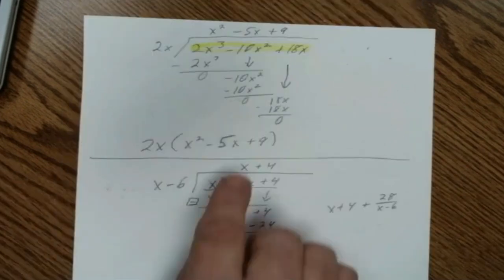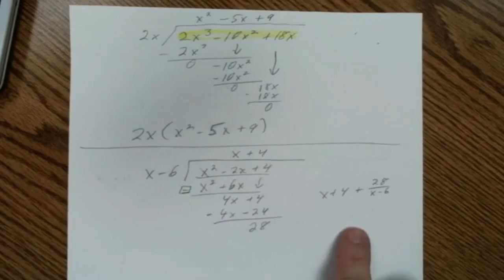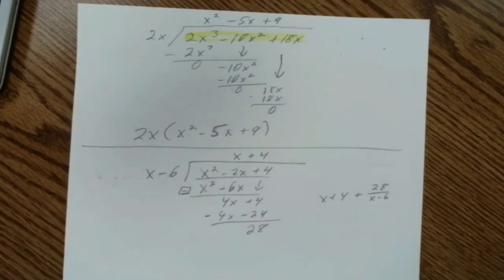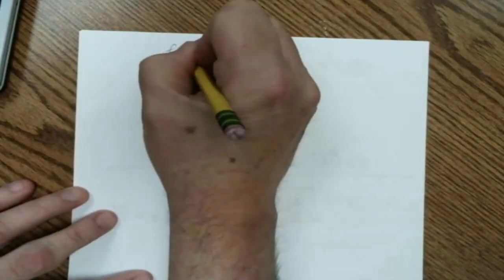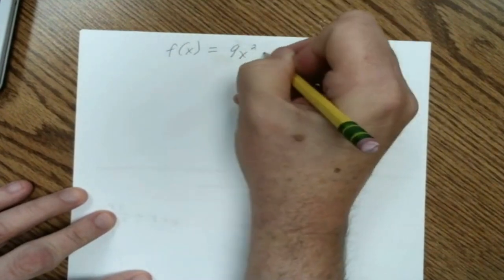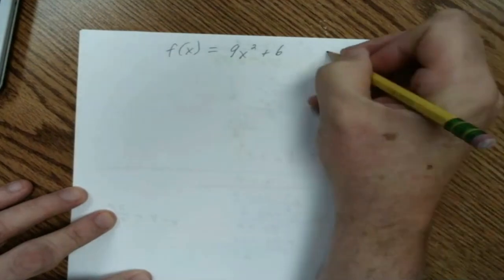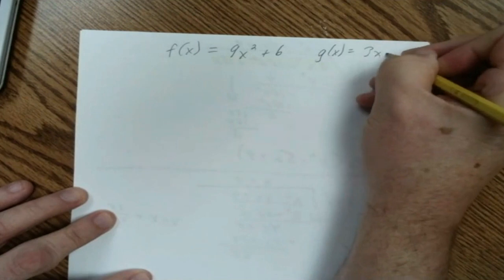So you could have 0 as a remainder, and it divides real nice and evenly. If it doesn't, you end up with something like that. And so you have to be able to do both of those. So let's do an example where they give it to you in function notation. Since we deal with function notation, they may say f of x equals 9x squared plus 6, and g of x equals 3x minus 1.